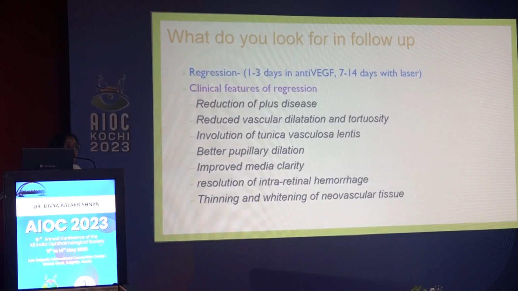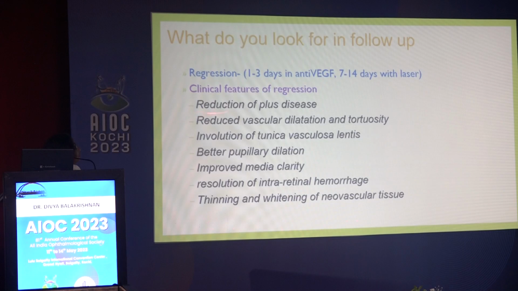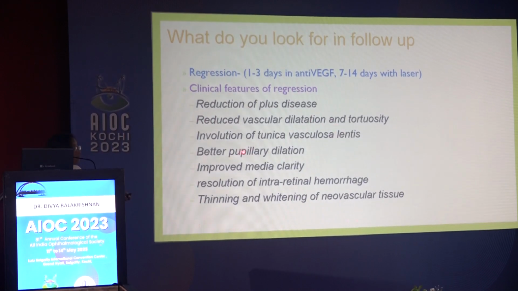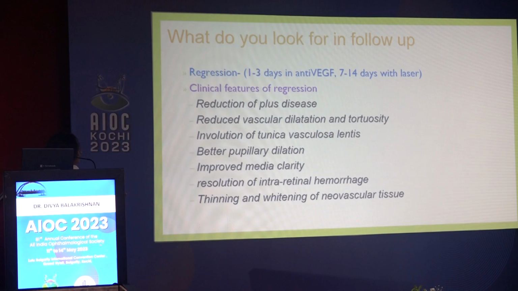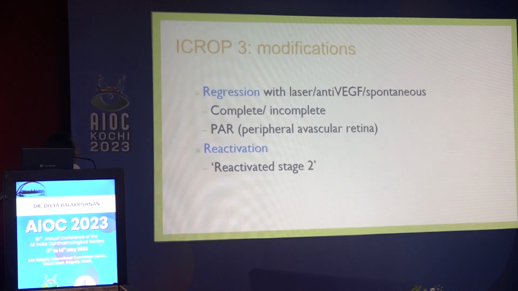So what do you look for after treating these babies? Look for regression. What does that mean? Reduction in the plus, reduced vascular dilatation, involution, and better pupillary dilatation. So after treatment, if you see the next day the pupil is dilating well, then it is good. So this is what you should look for. And this is another modification which has come in the regression pattern: what it has regressed with, whether it is complete or incomplete.